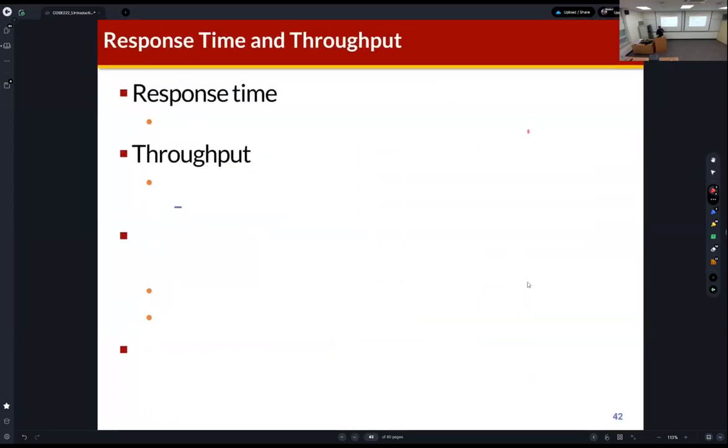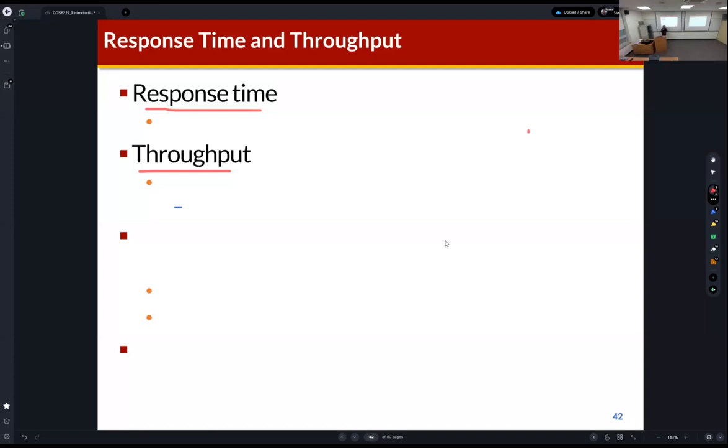Okay. So also in the previous class, I showed the two different metrics of a computer system. Usually we use these two metrics frequently for comparing the performance of a computer system. So what are they? The response time and throughput. So what is the response time? Time it takes to respond. Yeah, right. That is good.